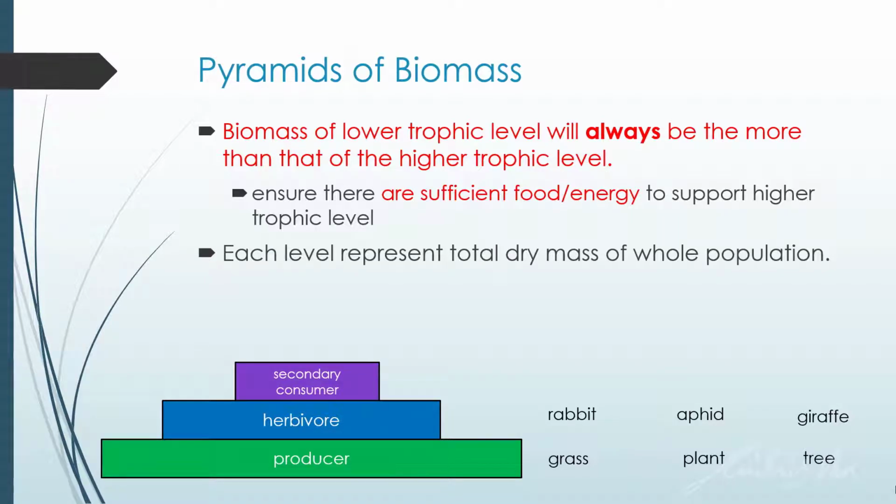Then you have your secondary consumers. Your herbivore is the primary consumer. Secondary consumers are animals that hunt the herbivores, such as snakes, ladybugs that hunt the aphids, and lions that hunt the giraffes. Then lastly, you have those animals that eat the secondary consumers, and they are the tertiary consumers. For example, an eagle will eat the snake, and birds will eat the ladybug.